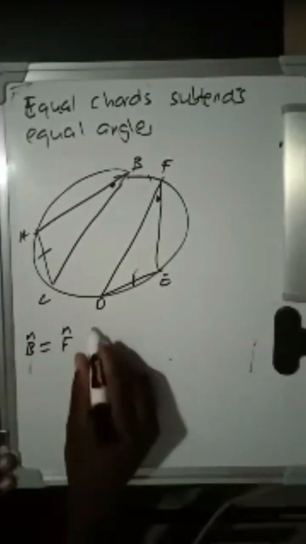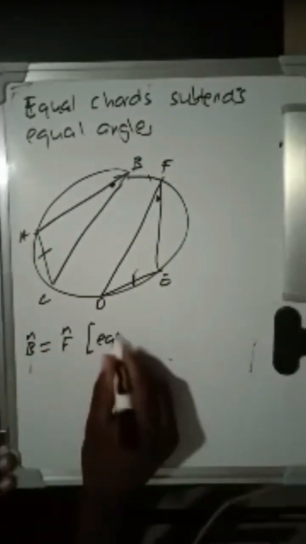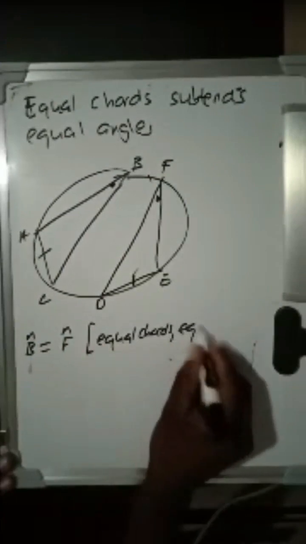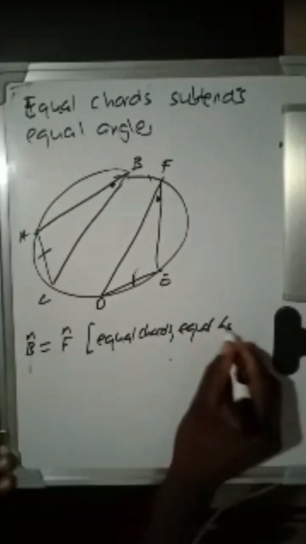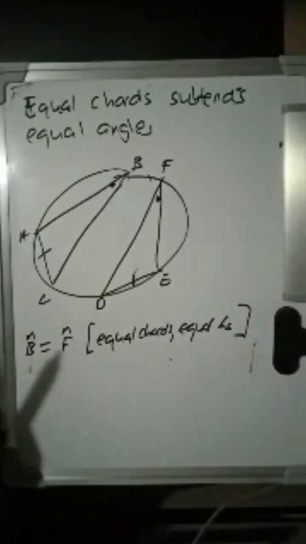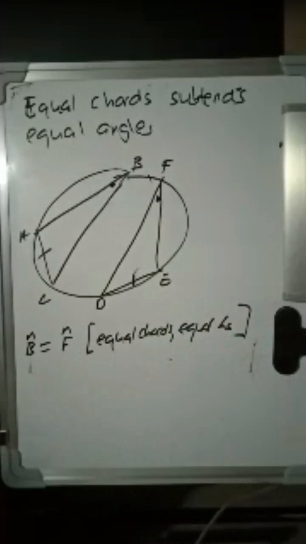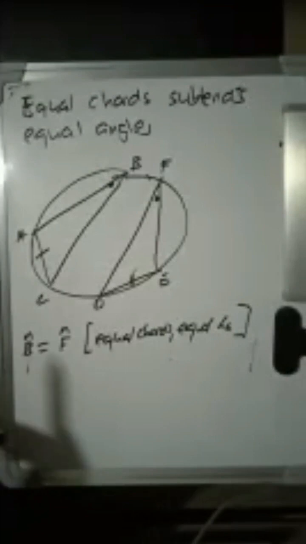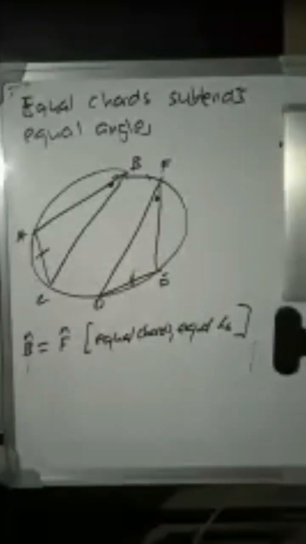Why? We say equal chords, equal angles. Equal chords subtend equal angles on the circumference, if we are having the same what? Within the same circle, right? Also, equal chords subtend equal angles at the center. It is also very important for you to know that. Equal chords subtend equal angles at the center. It is also very important.